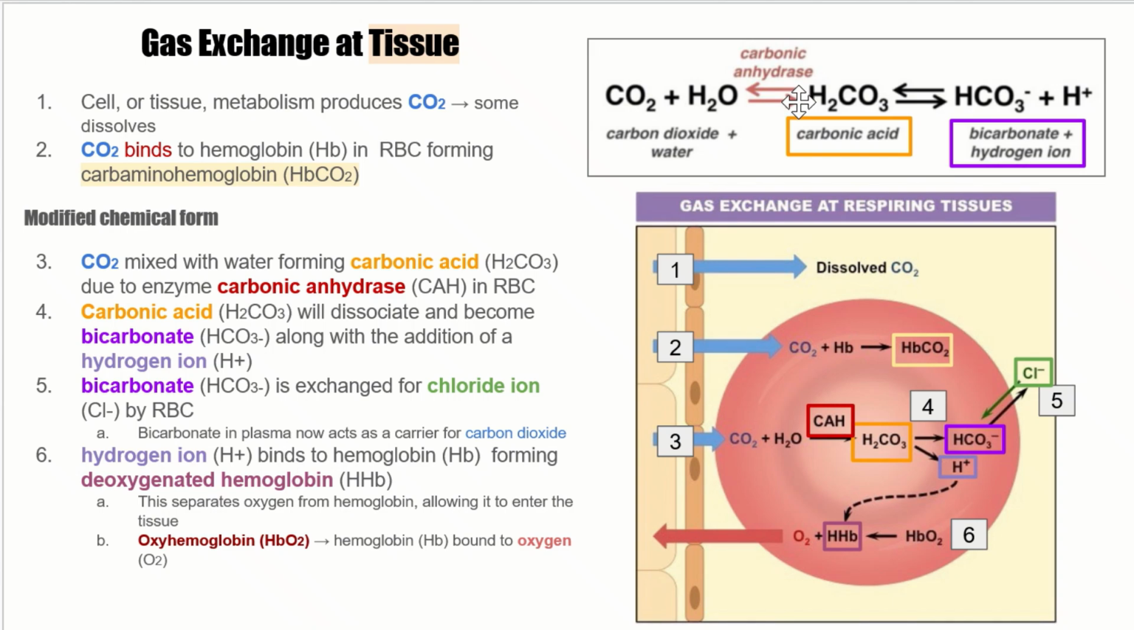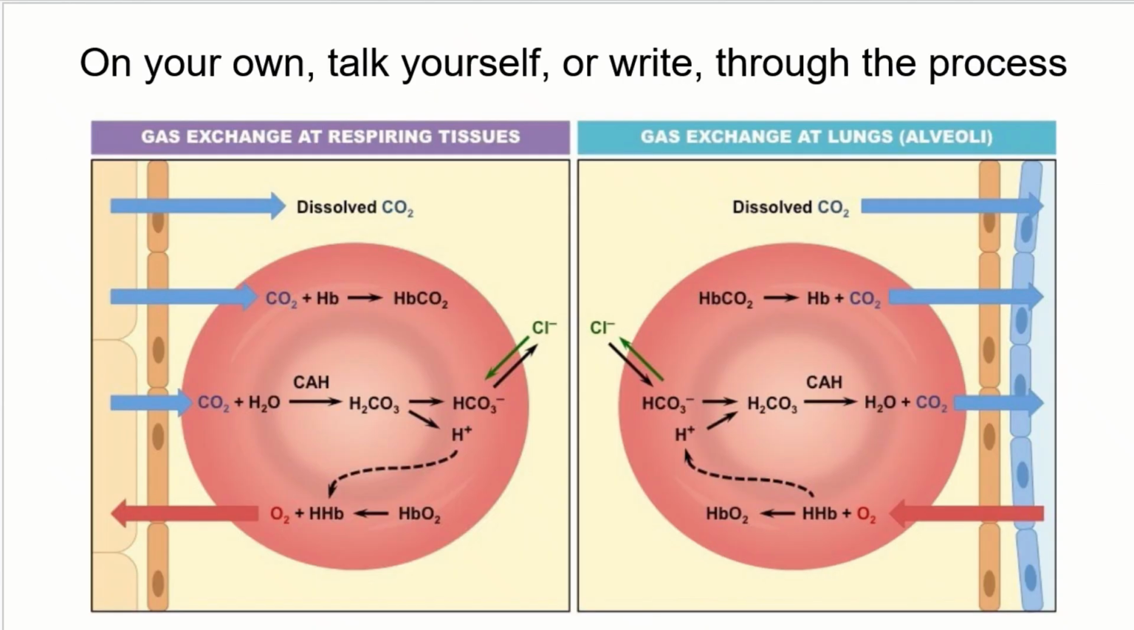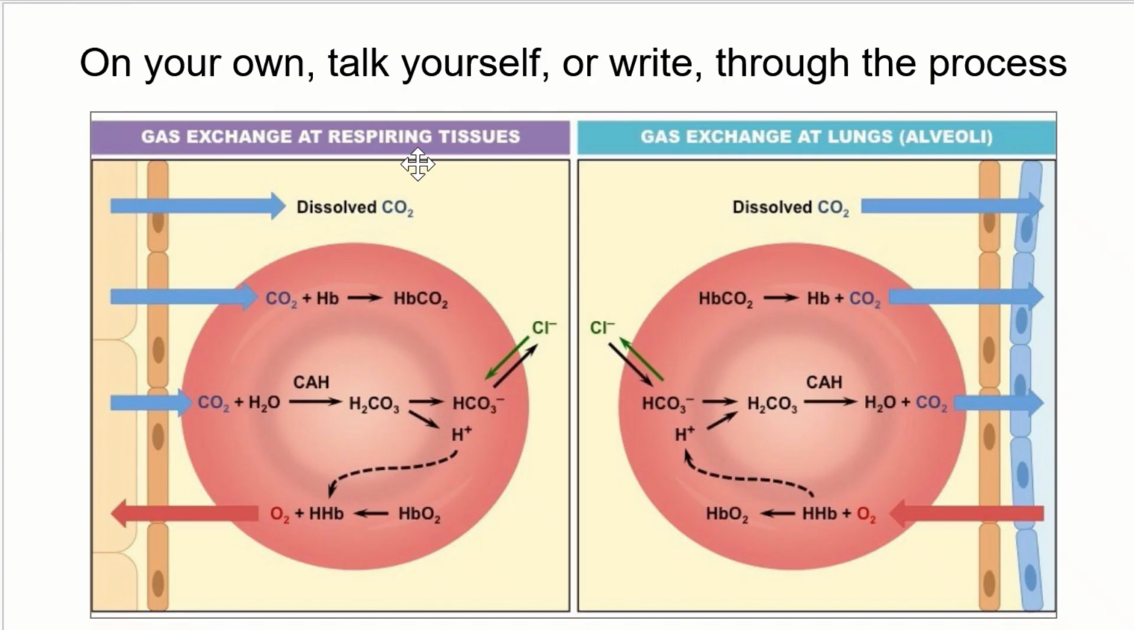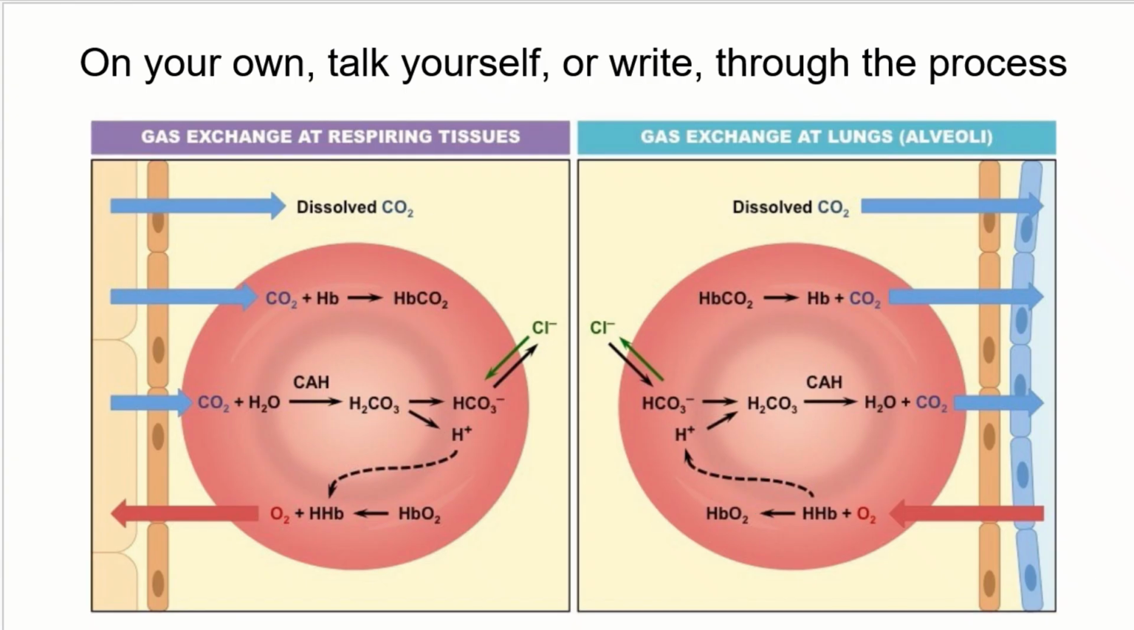I had to look online for this picture. I think, yeah, right here's the full image. Gas exchange at the respiratory tissue and gas exchange at the lungs. It's going to be a different way, because here we are unloading oxygen, but while we are loading carbon dioxide and making it into the modified chemical form in which it will be transported. And then here we are loading oxygen and unloading that carbon dioxide.